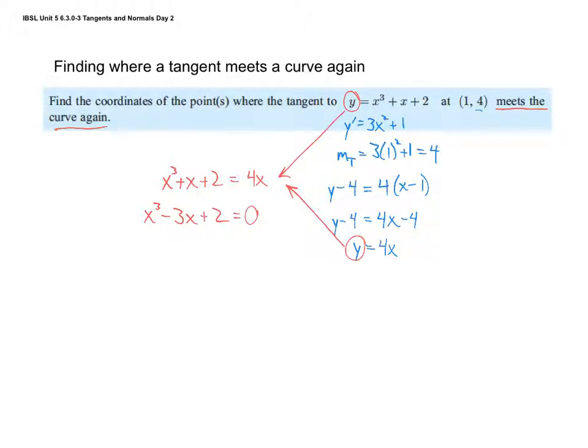Now I'm going to tell you, we all know one of the answers to this equation already. We do. What? How do we know 1 is an answer to this equation? Because that's the point, 1, 4 is the point where it first meets the curve. That's the point of tangency. So we know it meets that curve at the point 1, 4.